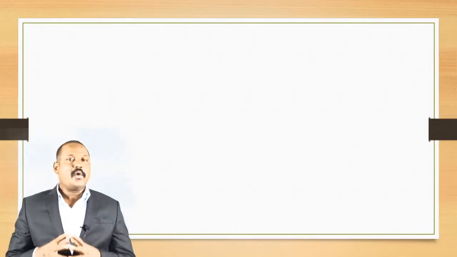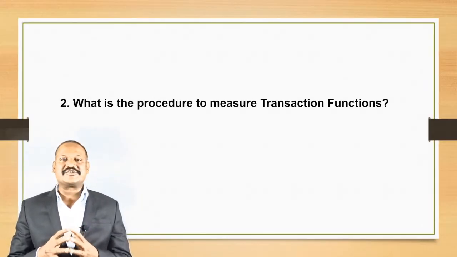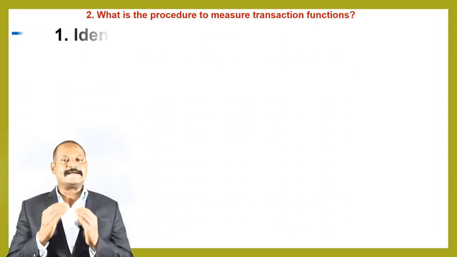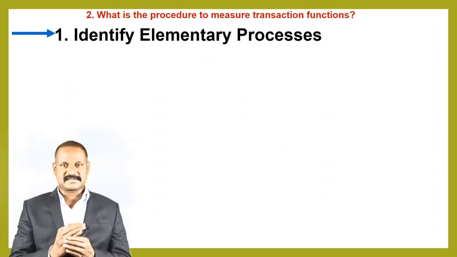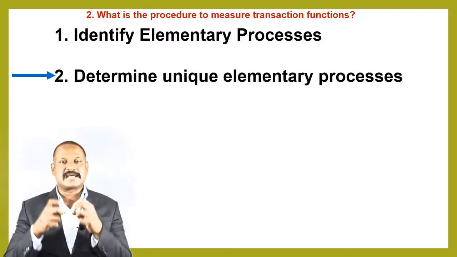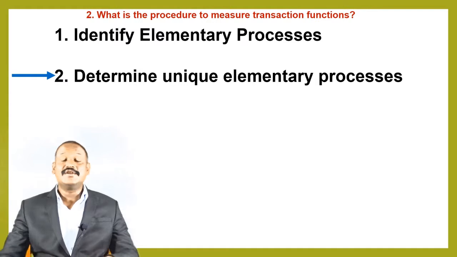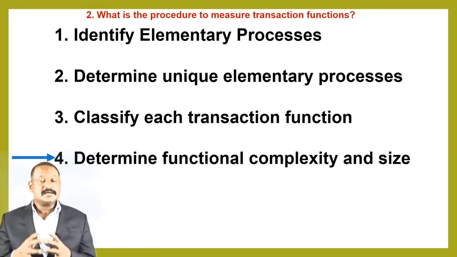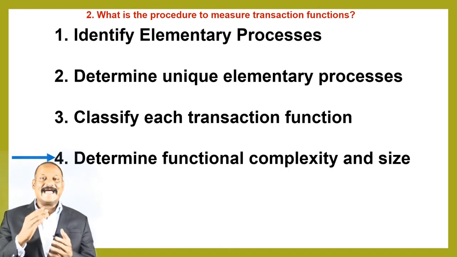Now we will see what is the procedure to measure transaction functions. The first step is to identify the elementary processes. Then to determine the unique elementary processes among the identified ones. Then to classify each transaction, and finally to determine the functional complexity and thereby the size in function points.